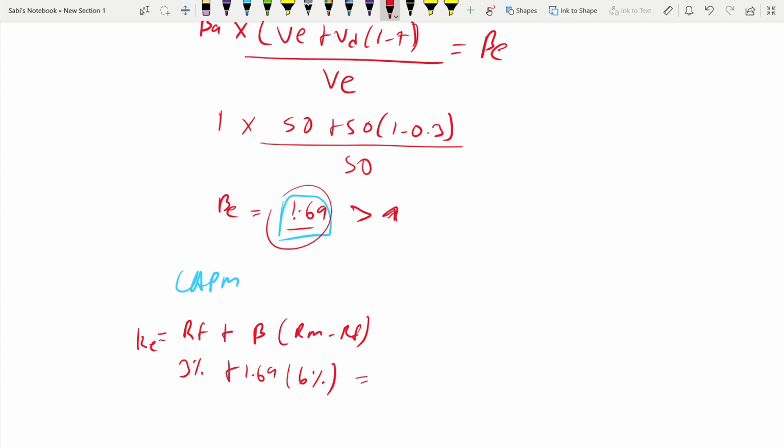Once you get it, how do you do that? First multiplication, then comes addition. Remember, 1.69 into 6 plus 3, not 3 plus 1.69 into 6. If you are bad in your maths, I cannot help you in that; you have to work it out on your own. I can only teach you the method in AFM, how to calculate using the formula. Which will be 13.1%. This is your cost of equity. That's it.